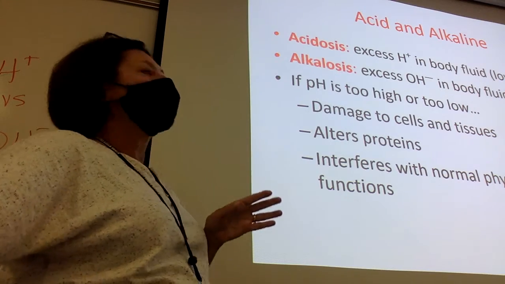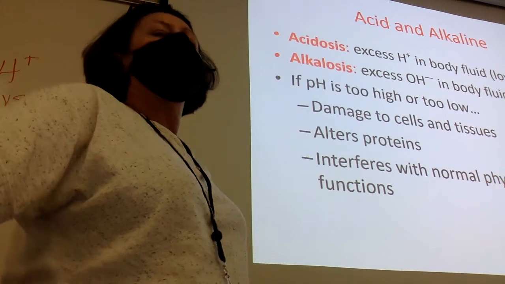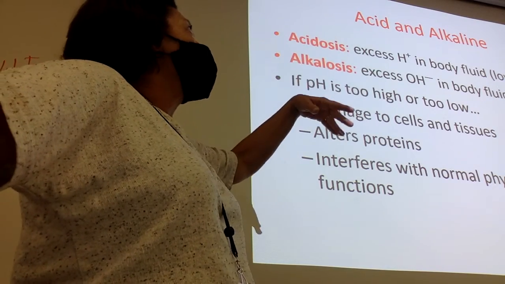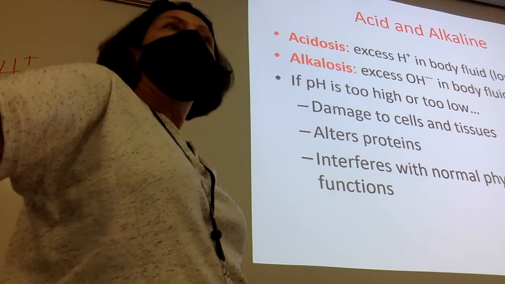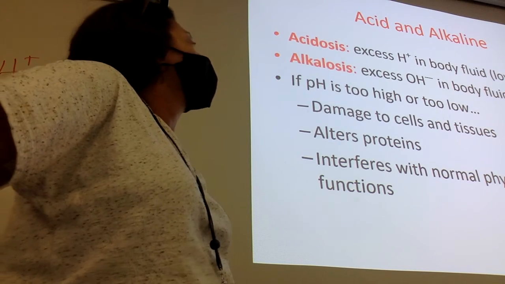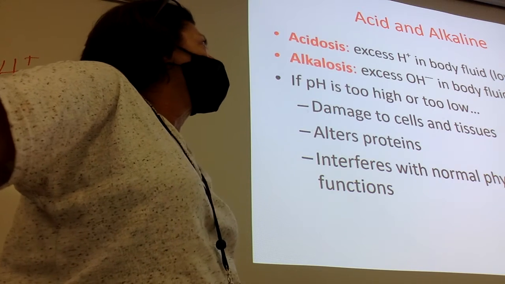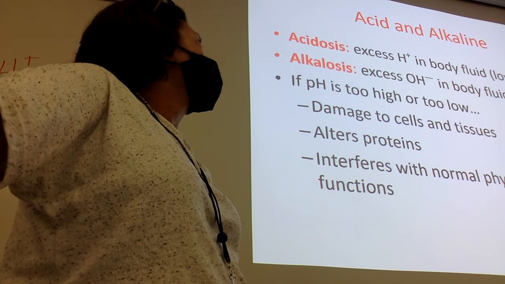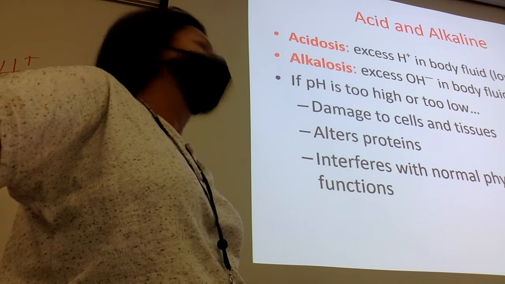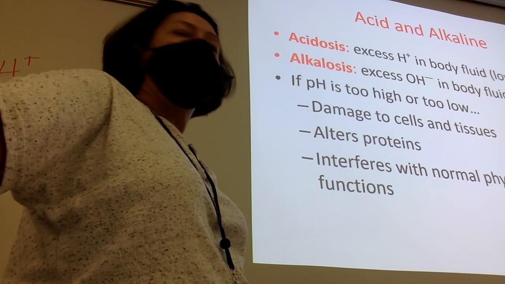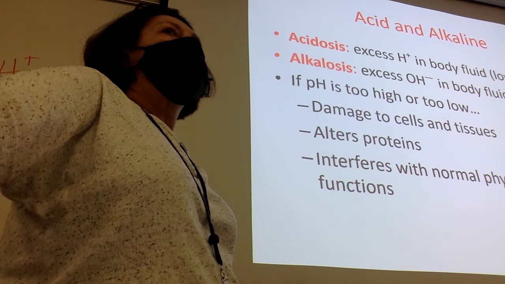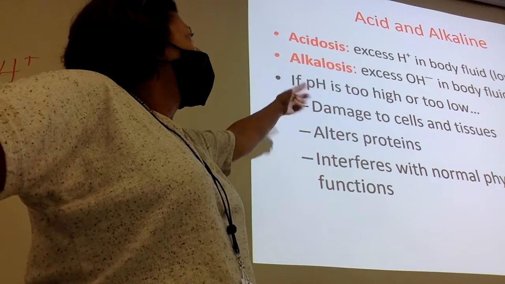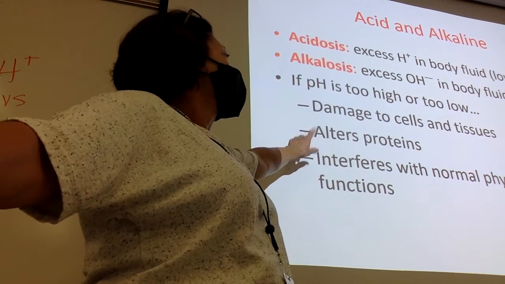Acidosis and alkalosis. You guys, probably in the medical field, have used those terms more than I have teaching. Acidosis, you have a really low pH. You have too many hydrogen ions in your bloodstream especially. Alkalosis, your body fluids have too many hydroxide ions. Remember how we talked about homeostasis? Your body doesn't like either of those to be out of whack. It will start affecting all of your organs if you have too much or too little. If pH is too high or too low, there's damage to cells and tissues.